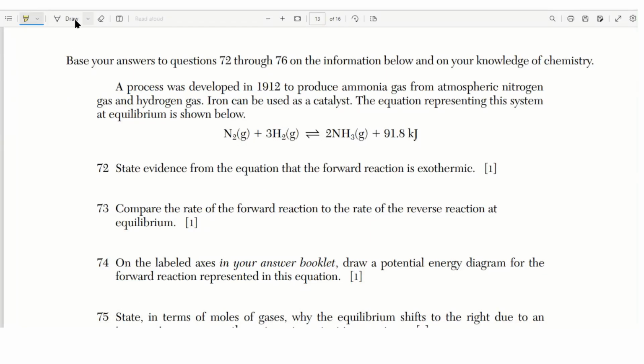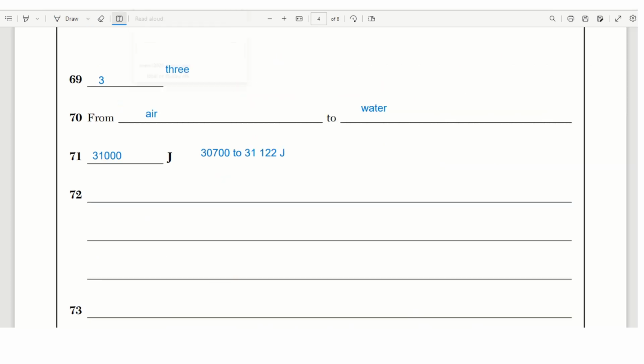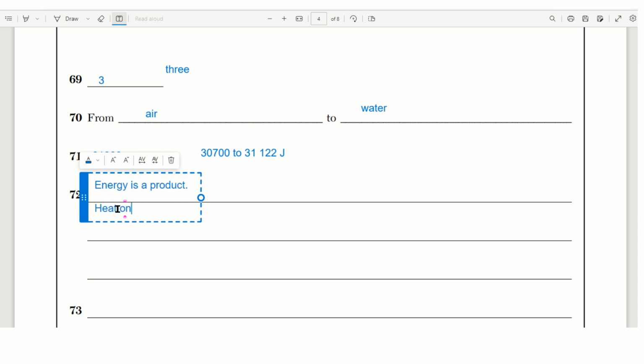Again, skip the reading, go down here. State evidence from the equation. So here's the equation. The answer has to be in the equation, okay? That the forward reaction is exothermic. All right, so this right here, okay? Energy is what? Energy is a product. What else? Heat is on the right side of the equation.